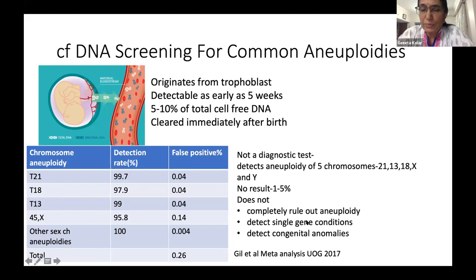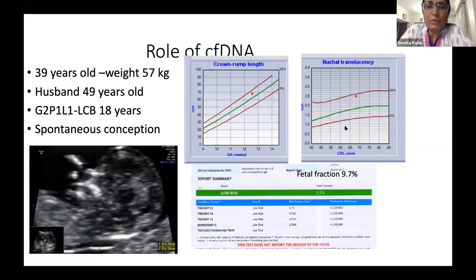So when you have an increased NT, or you're suspecting thalassemia because the patient has a family history, or there is a gross congenital abnormality, cell-free DNA is not of any use. So what is the role today of a cell-free DNA? When can we advise a patient to have a cell-free DNA?